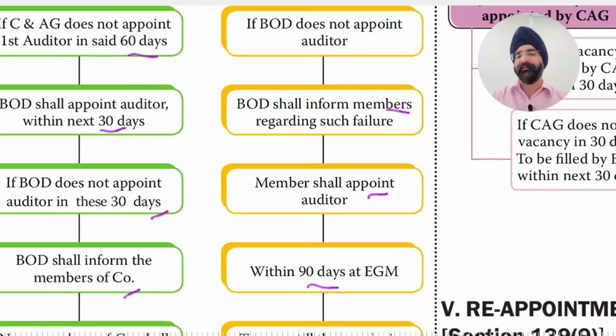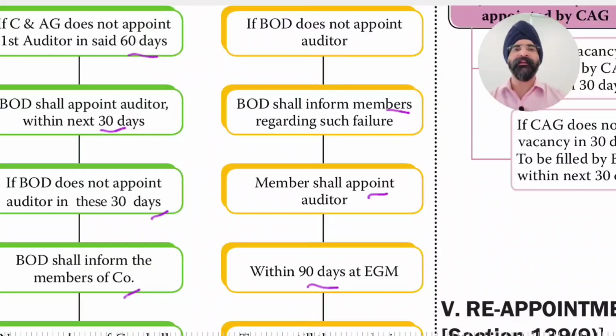So here in our case, in other than a government company. In case of a government company, under section 139, the Comptroller and Auditor General shall appoint within 60 days, then 30 days to the board, and if failing, then 60 days to members.